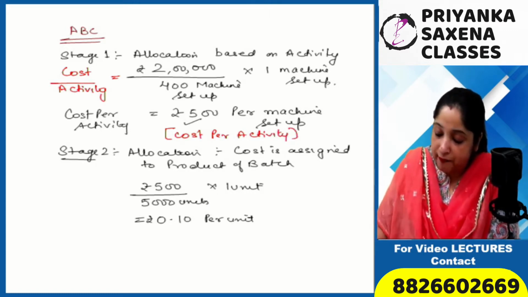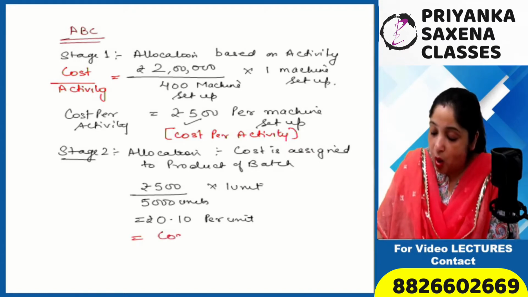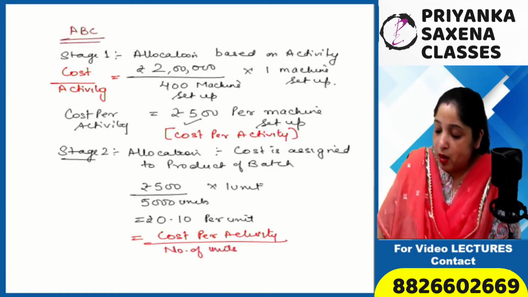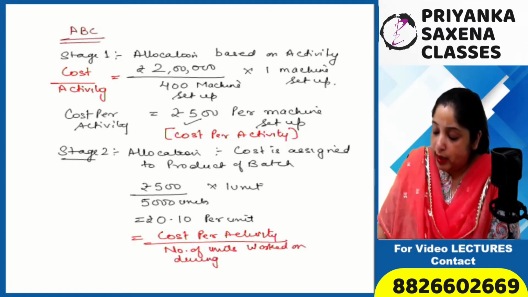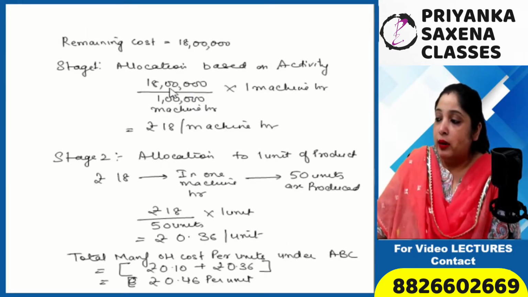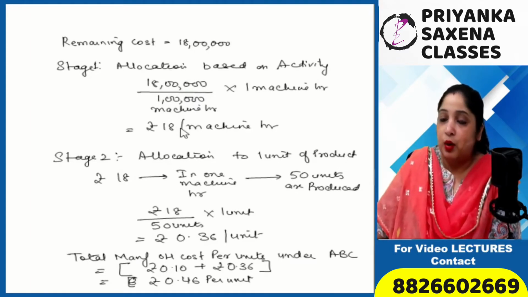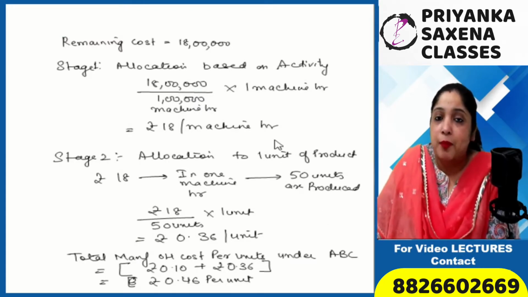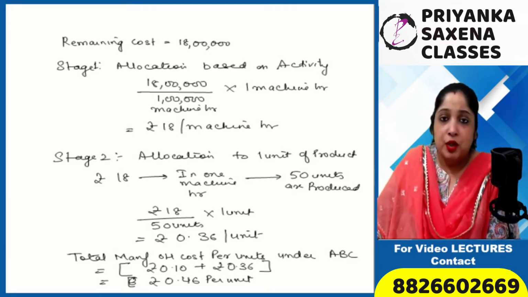So if you want to make a formula, you can make a formula out of this. Basically cost per activity is then divided further by the number of units worked on or produced during that activity. Then the same thing we have done here also, that is the cost and the activity. You get the cost per activity, and during that activity how many units are produced. Now this is the ABC, activity based costing. Very much justified name.